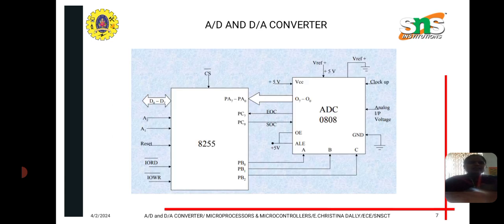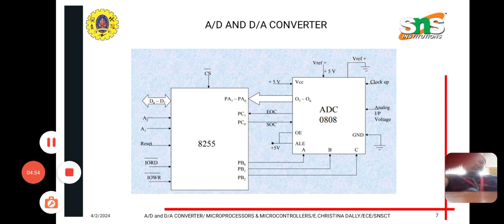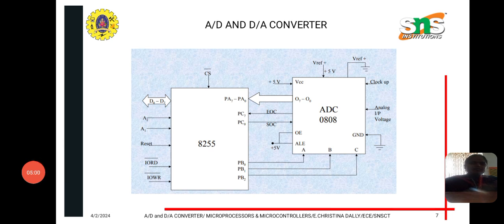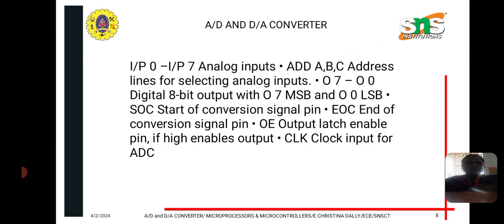So this is the diagram of the A to D converter. Here we are interfacing the 8255 with the ADC 0808. We have the data bus buffer and the read write logic. Apart from that, we have the port addresses in the 8255. We are going to interface with the address latch enable, and the ground signal is given to the ADC in order to get grounded.